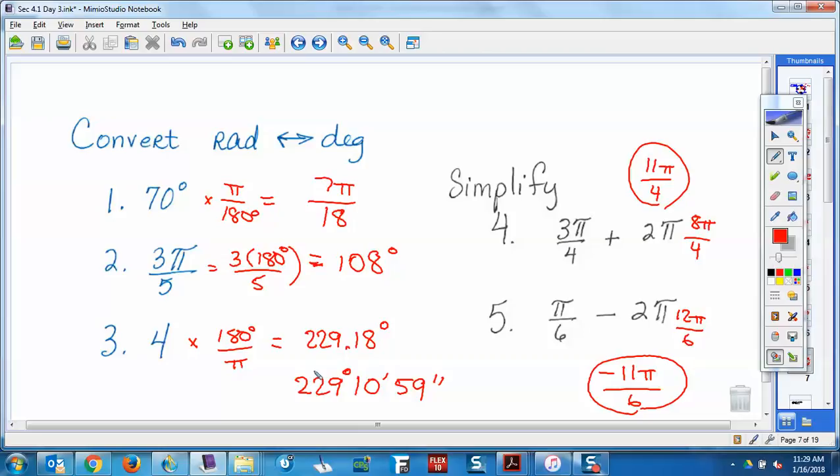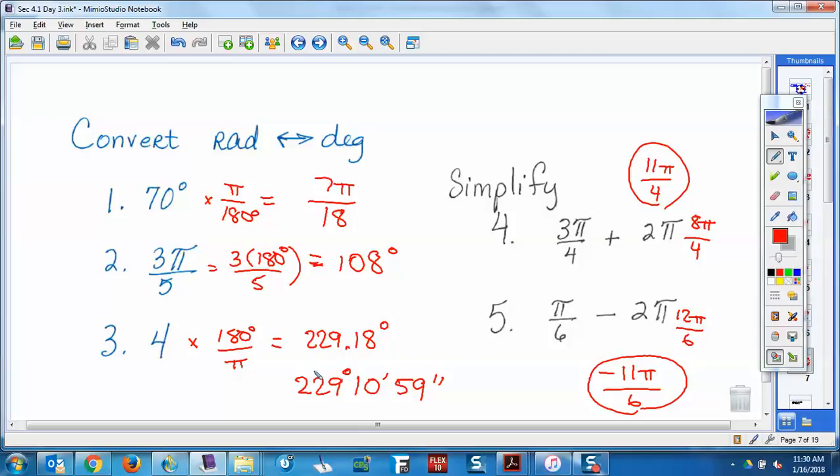So we're going to change 2 pi to 8 pi over 4. Then you have 3 pi over 4 plus 8 pi over 4, and what is that? 11 pi over 4. So 3 pi over 4 plus 8 pi over 4 is 11 pi over 4, and that's how we want to do it. And we want it as an improper fraction. We don't want to say 2 3/4 pi. We want to say 11 pi over 4 because, again, it's kind of like that counting thing.